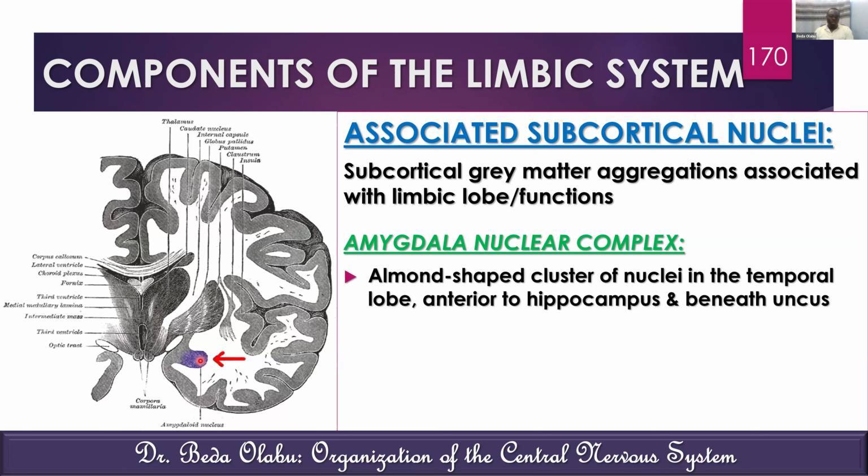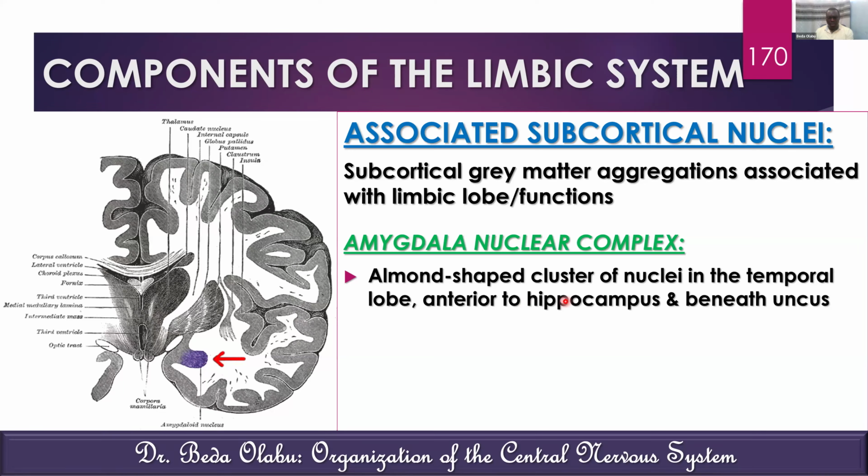It's an almond-shaped cluster of nuclei. Indeed, there are several nuclei. You can break them down into some number. You might get even over 10 nuclei within the amygdala nuclear complex. But they have been grouped in different ways. I'll not go into the grouping terminology because, again, that will bring a lot of confusion. So let's just keep it simple.